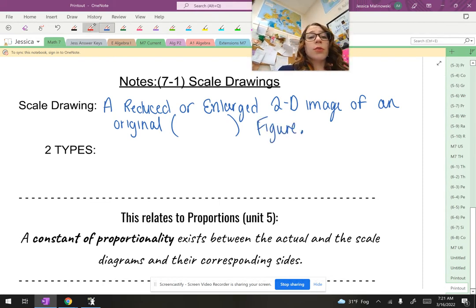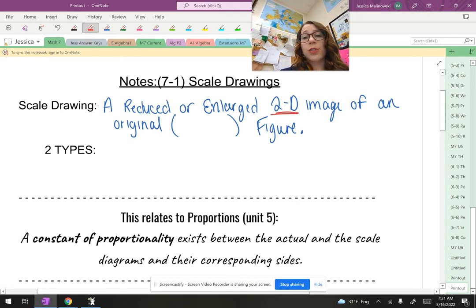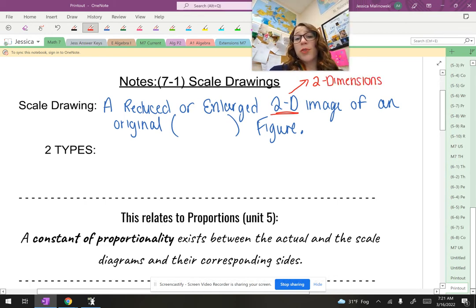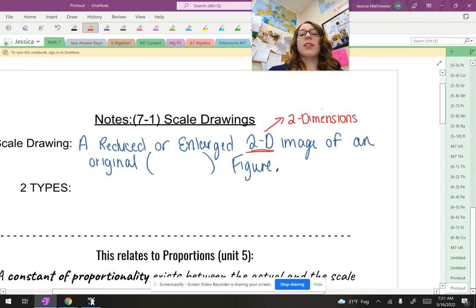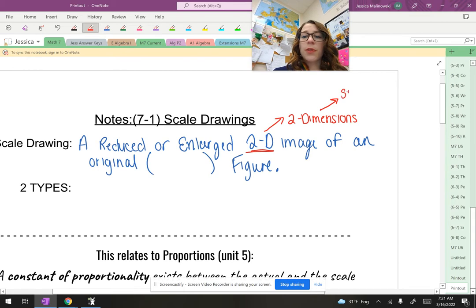Okay, so 2D, standing for two dimensions. And when we talk about those two dimensions, it's just another fancy name for your length and your width, or your side lengths.